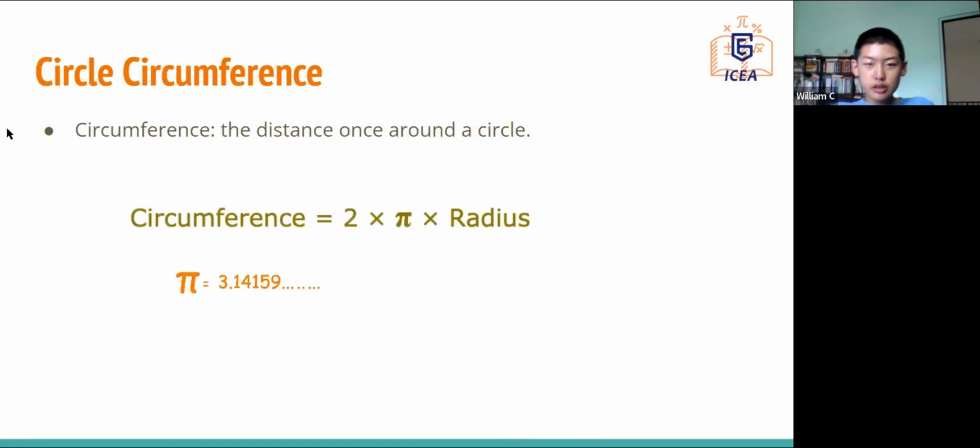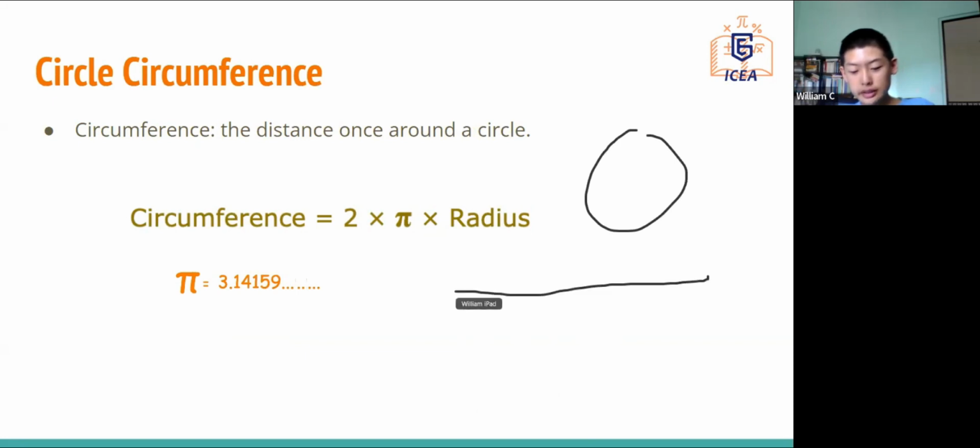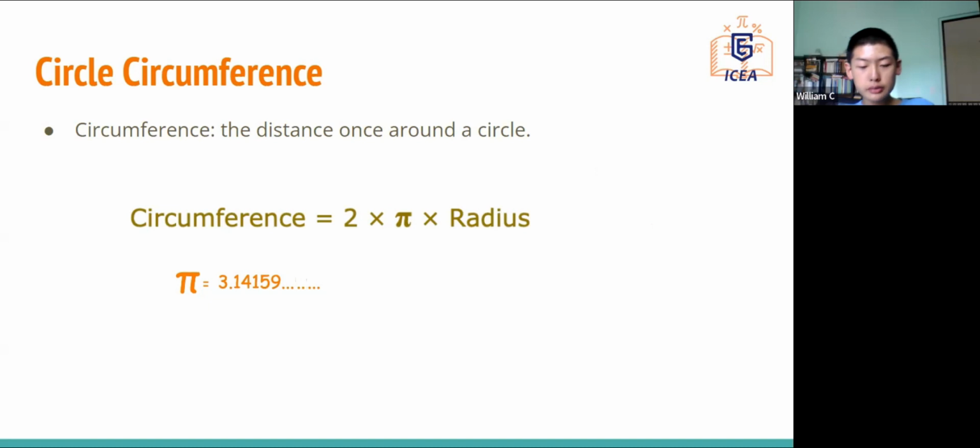Now let's talk about the circumference of a circle. The circumference of a circle is similar to the perimeter of another shape. It is the distance around a circle. For this circle, the circumference is the length of the line it just drew, or something similar to this. The circumference is 2 times pi times the radius.